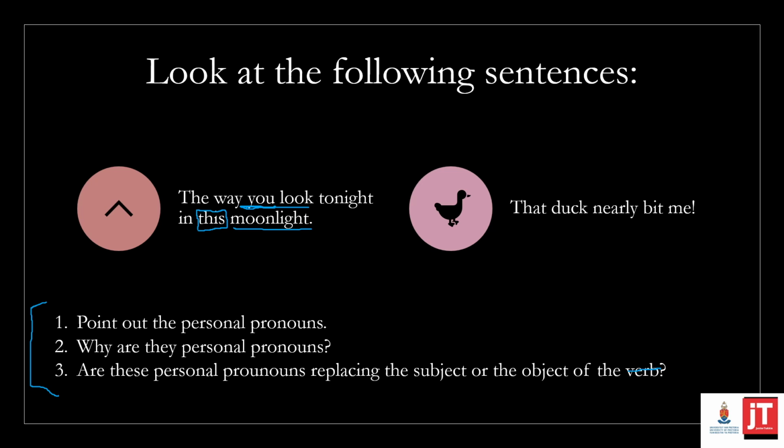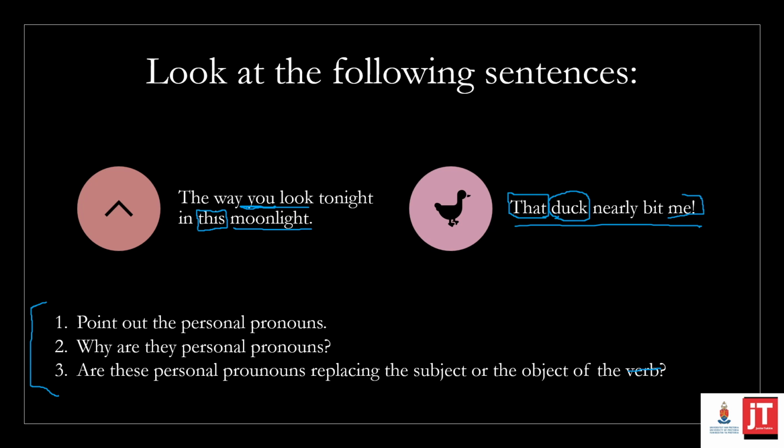Okay, let's have a look at this one. That duck nearly bit me. I found the noun duck. Okay, here is something right before duck. So it's probably an adjective. It's a demonstrative adjective again, because you have the urge to point at it. That duck. I'm even pointing as I'm talking. Okay, it's demonstrating which duck bit me? That duck. Okay, but that is not a pronoun. Where is the pronoun, guys?